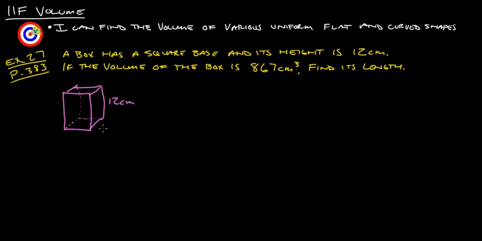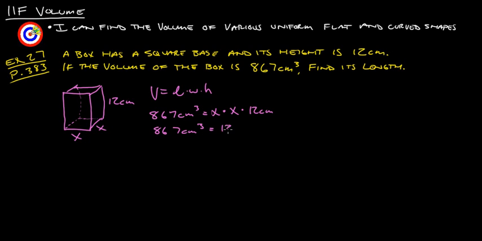So here's 12 centimeters, and we know that's square, so let's call each side down here x. The volume of the box is 867 centimeters cubed. Find its length. So volume equals length times width times height, right? We actually know the volume, so let's plug it in. 867 centimeters cubed equals the length, which is x, times the width, which is also x, times the height, which is 12 centimeters. So 867 equals 12x squared, right? X times x is x squared, times 12.